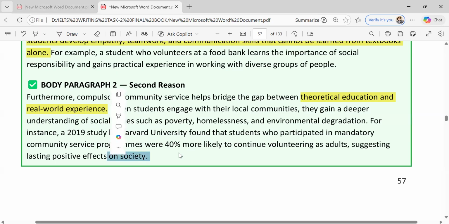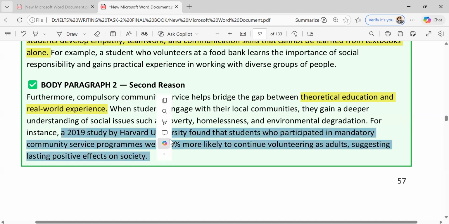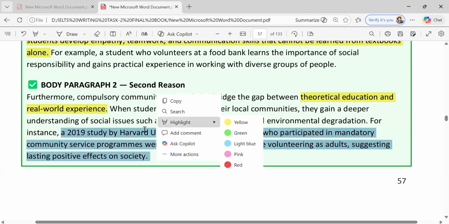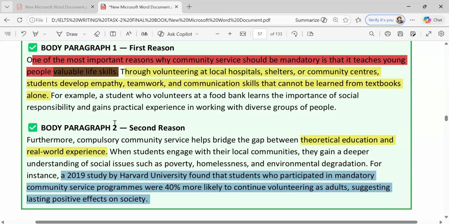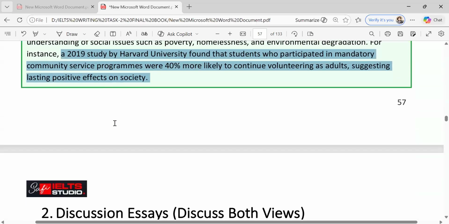So, can you see we have mentioned the year and name of the place, and then even numbers, percentages. So it's a very good specific example that we have mentioned. So we concluded in 3 steps. So the structure we followed here, we call it T structure. So one paragraph on one reason and the second paragraph on the other reason.